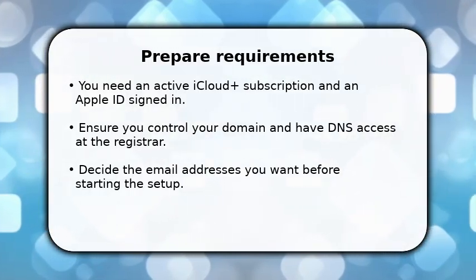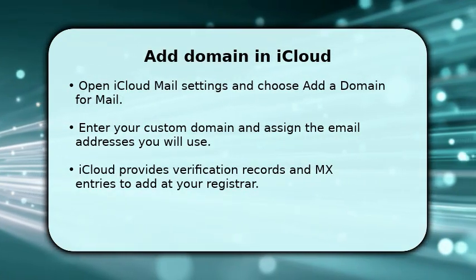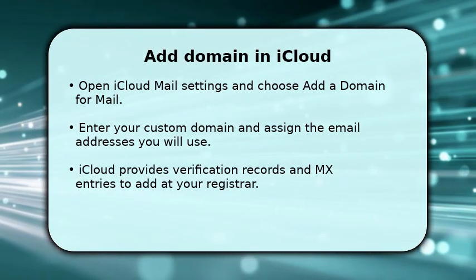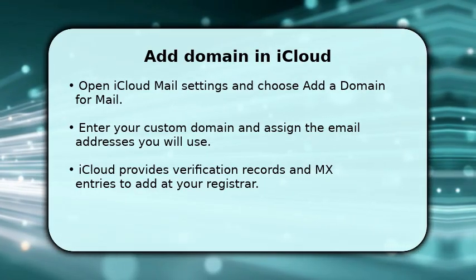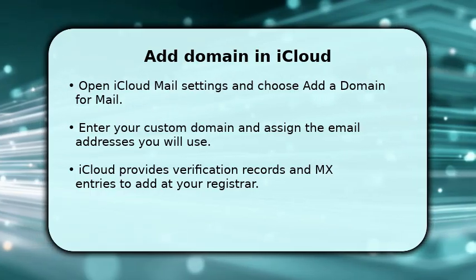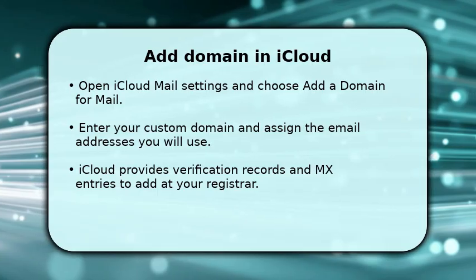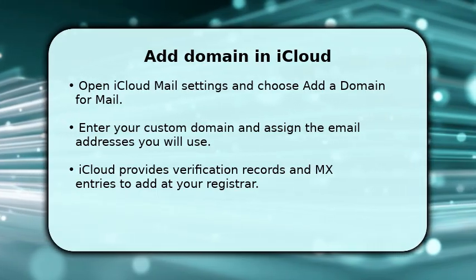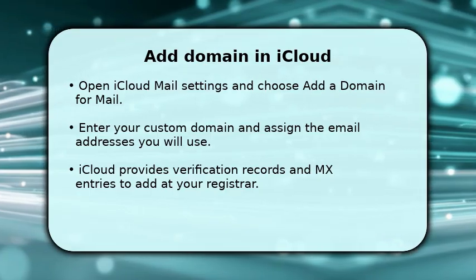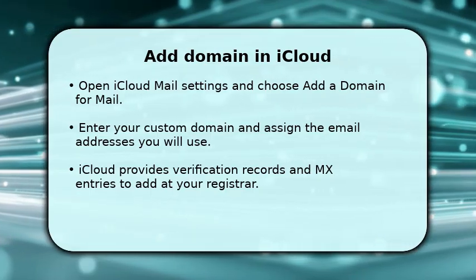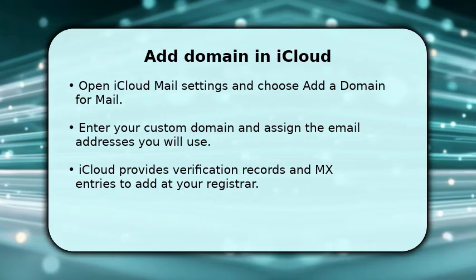Open iCloud Mail settings on iCloud.com or iOS Mail settings and choose Add a Domain for Mail. Enter your custom domain and assign the email addresses you want to use with that domain. iCloud will generate verification TXT records and MX entries to add at your registrar. Copy each record exactly and keep the iCloud setup page open while you update DNS records. Wait for verification to continue to the final steps in iCloud.